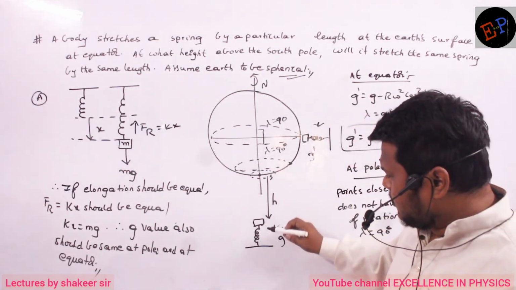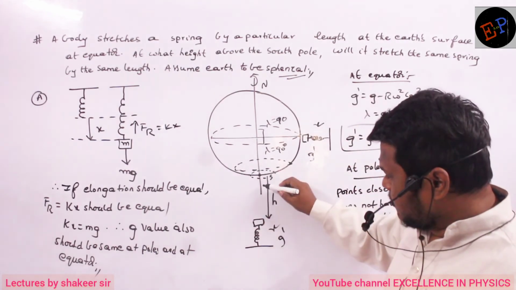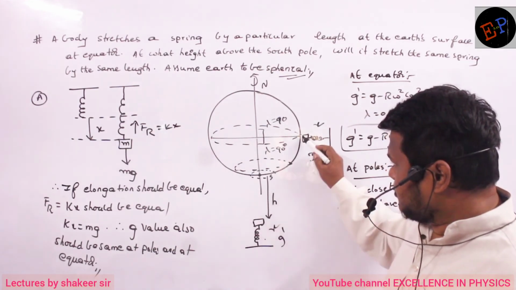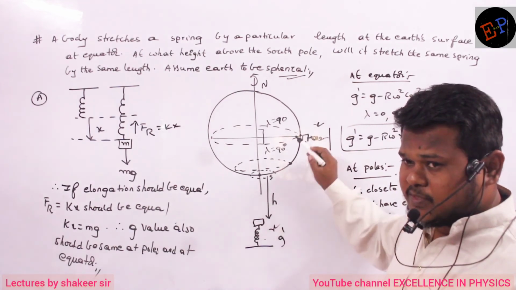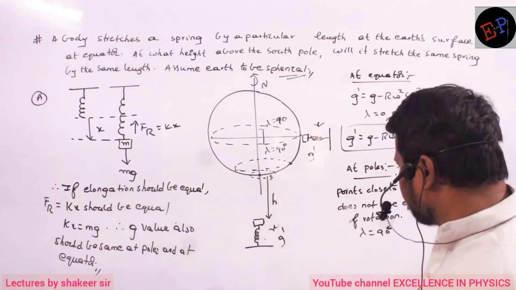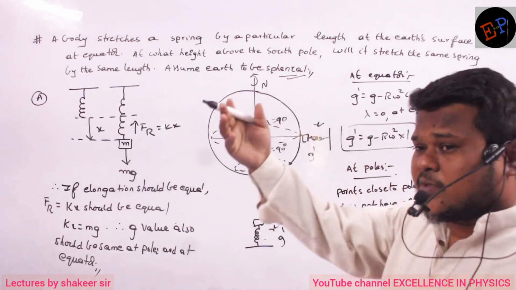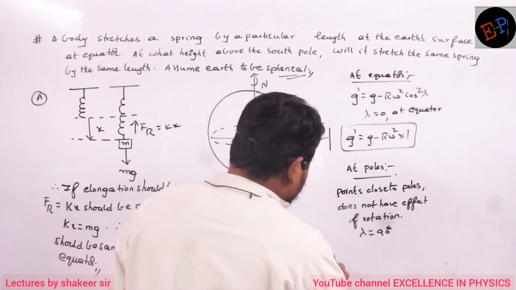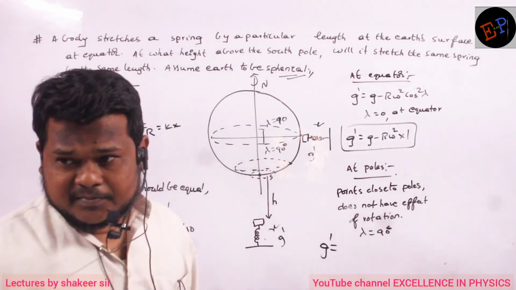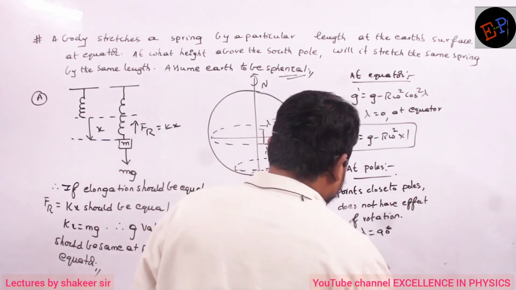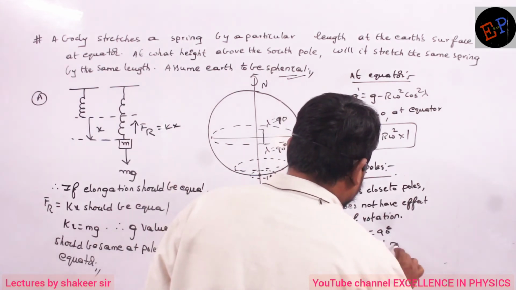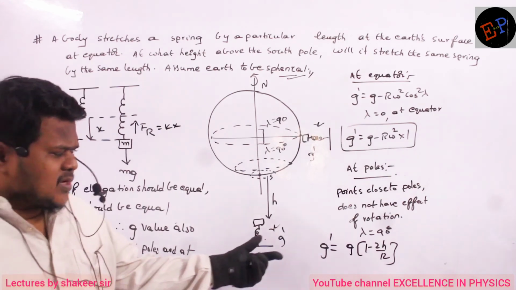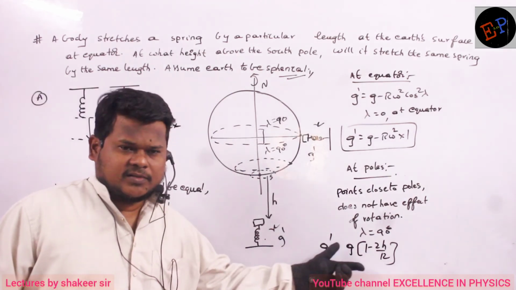So what we are doing, we are taking this spring and we are going to a height of h. So that at this position and at this position on the surface, the same g value should be present. So at the poles, if I go to a particular height, then what is the formula to calculate g value? So g dash is equal to g into 1 minus 2h divided by r. No need of using g r square by r plus h whole square, because we are considering very small heights only. So you can take this relation.